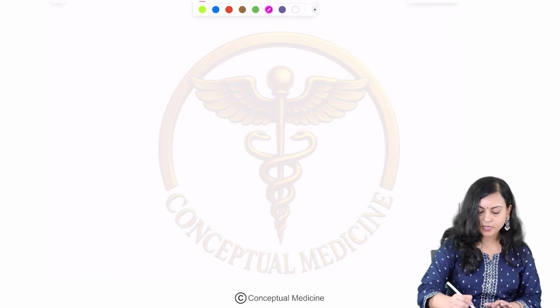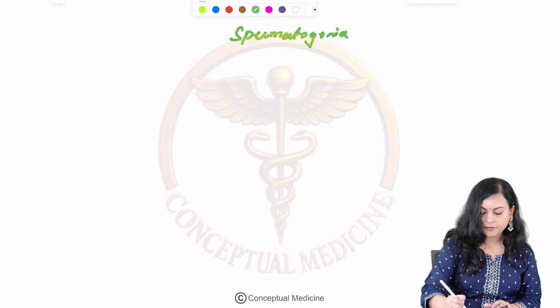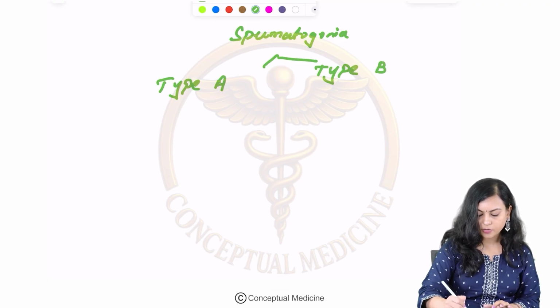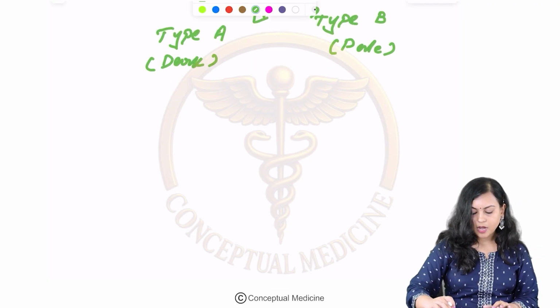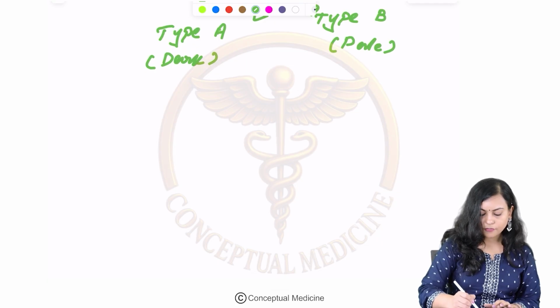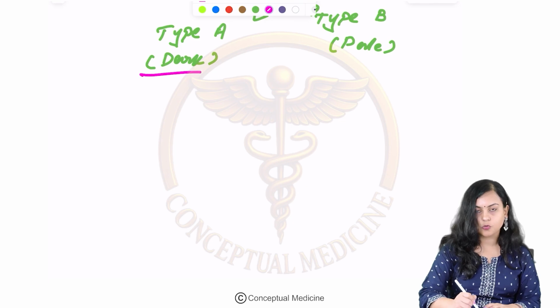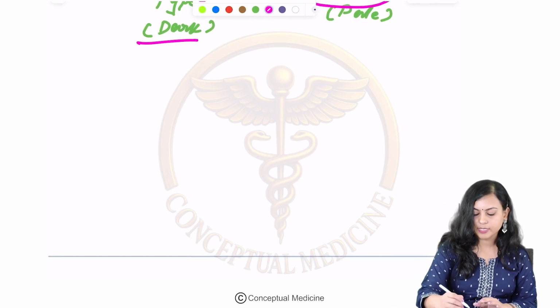Now, if you take the spermatogonia in the testis, we have two types. One is type A and another one is type B. So, these are mostly the dark spermatogonia and this is the pale spermatogonia. The function of type A spermatogonia is to replenish the stores, whereas type B spermatogonia alone goes for spermatogenesis.